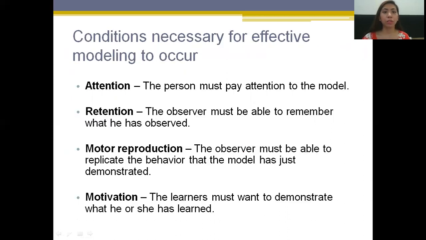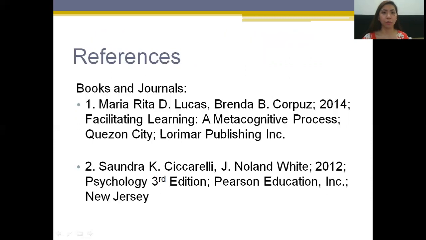The following are the conditions necessary for effective modeling to occur. First is attention. The person must pay attention to the model. Retention. The observer must be able to remember what he has observed. Motor reproduction. The observer must be able to replicate the behavior that the model has just demonstrated. And last, motivation. The learner must want to demonstrate what he or she has learned.